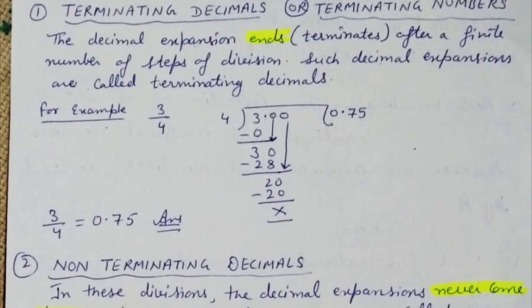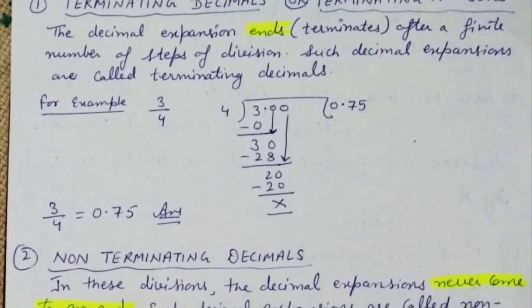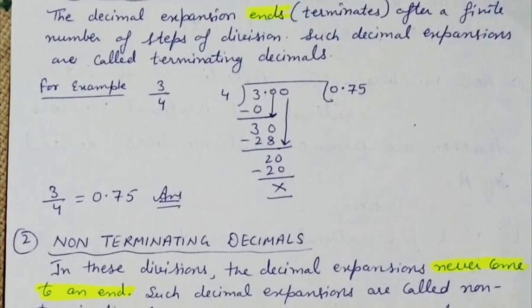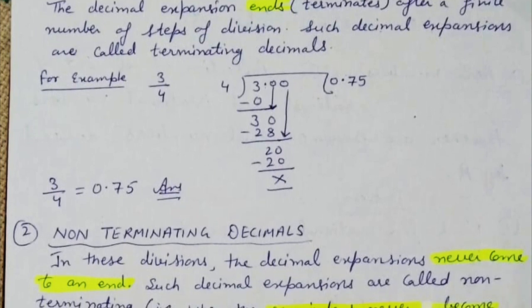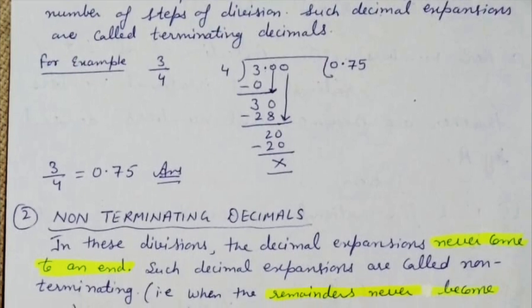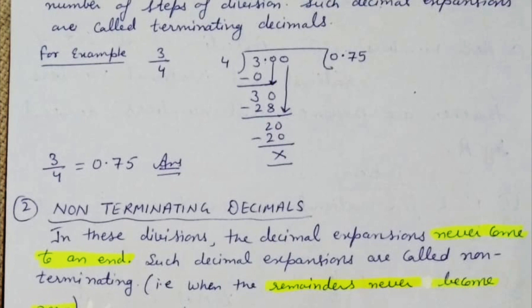For example, when you divide 3 by 4, you will get quotient 0.75 and the remainder is 0. So I am able to write 3 by 4 as 0.75. So it is a terminating decimal.